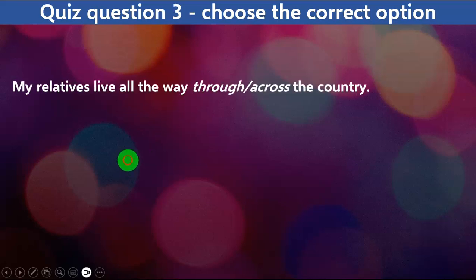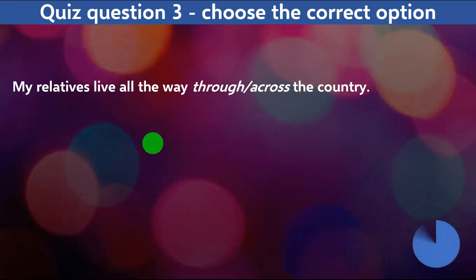Let's go on to quiz question number 3. My relatives live all the way through or across the country. Your time starts. My relatives live across the country. They don't live through the country, right?